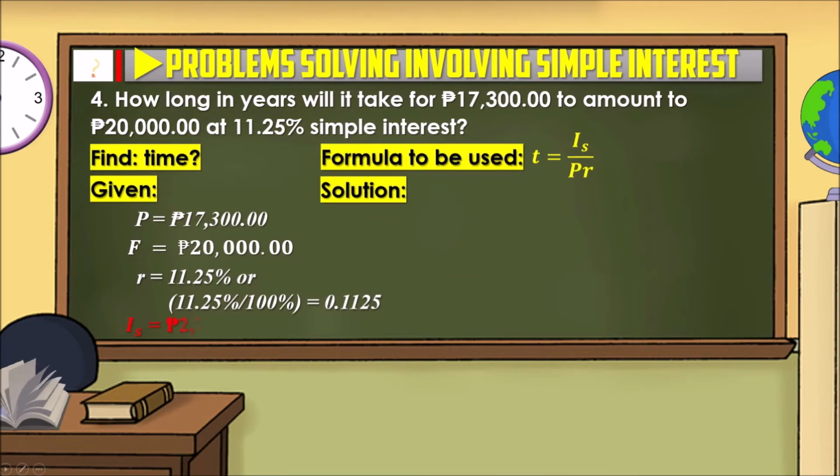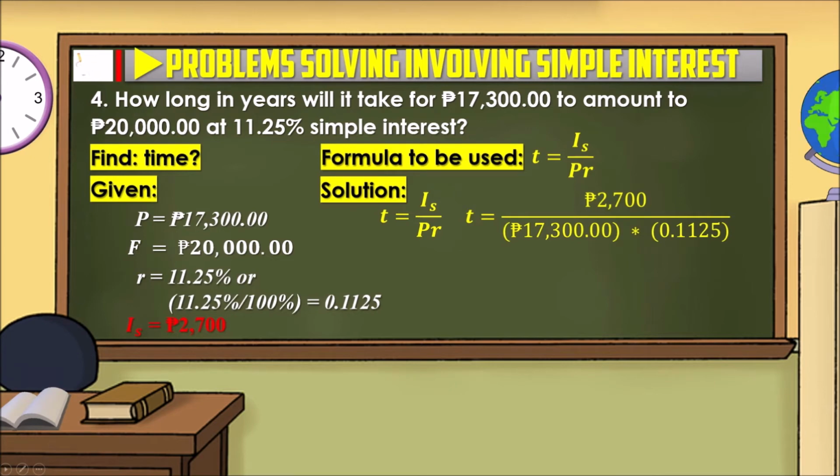We now have the value of interest, that is 2,700 pesos. Therefore, we can now proceed in using the formula in finding the time. Substitute the given to the formula. Now perform the operation. The final answer for time is 1.39 years.